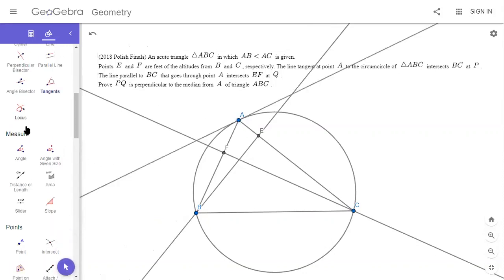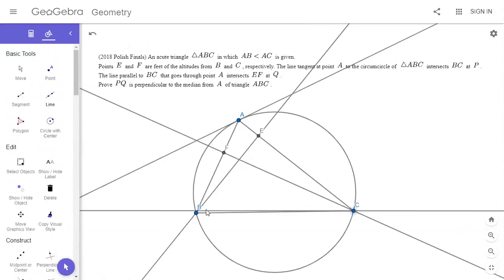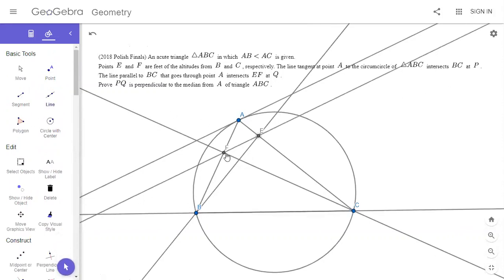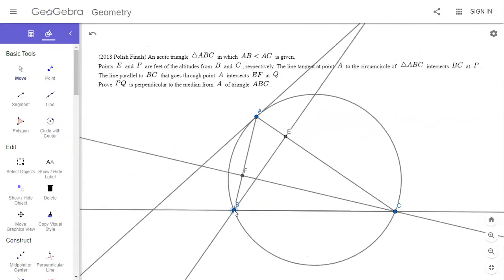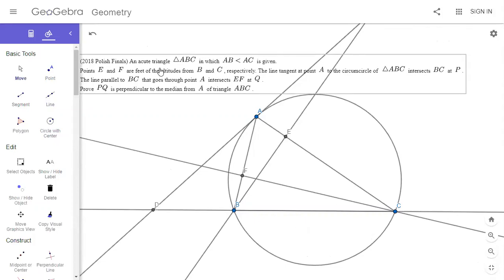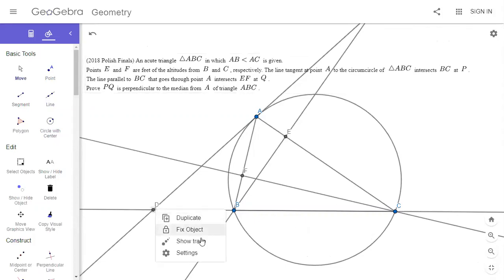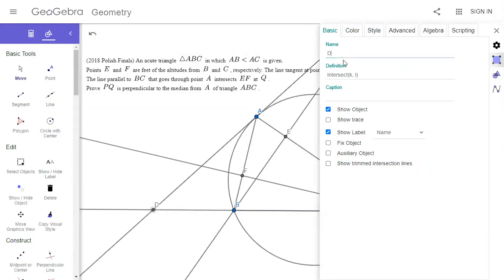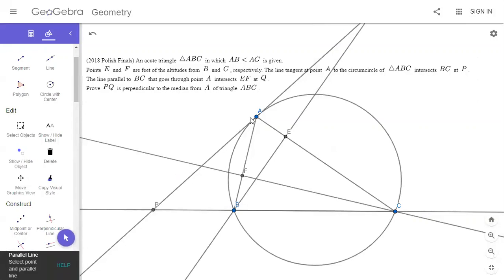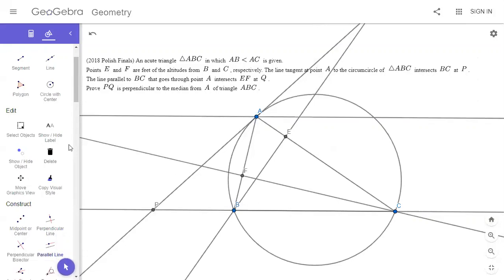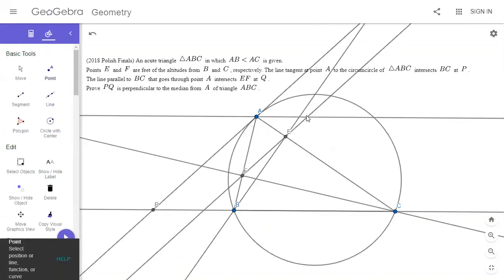I have a feeling that's true by properties. Oh no, P is not necessarily concurrent with EF. But I find in a lot of these problems there's stuff you can do like with inversion. So this is point P. And then the line parallel to BC going through A intersects EF at Q. Okay, so that would be point Q.